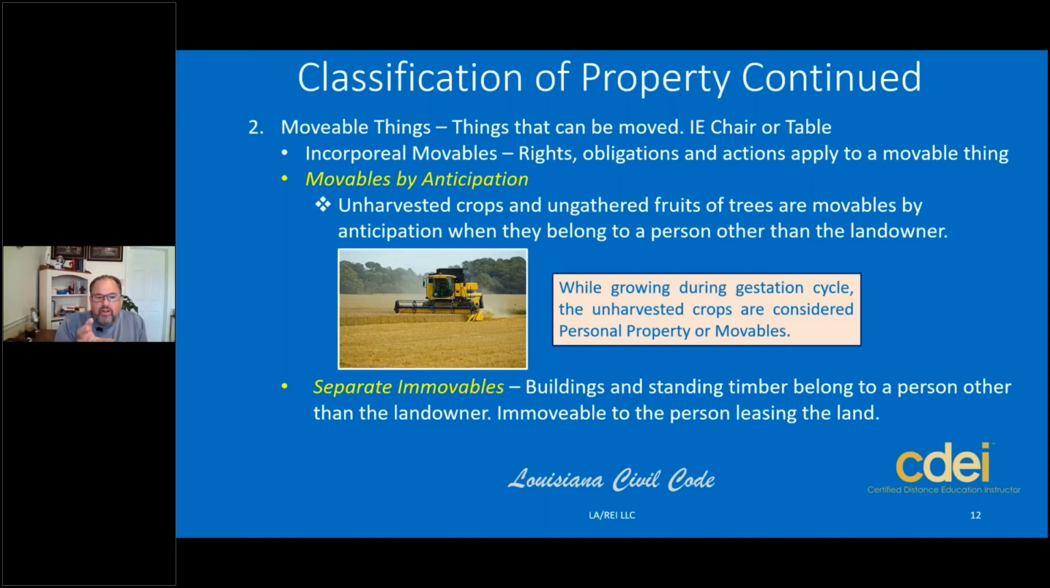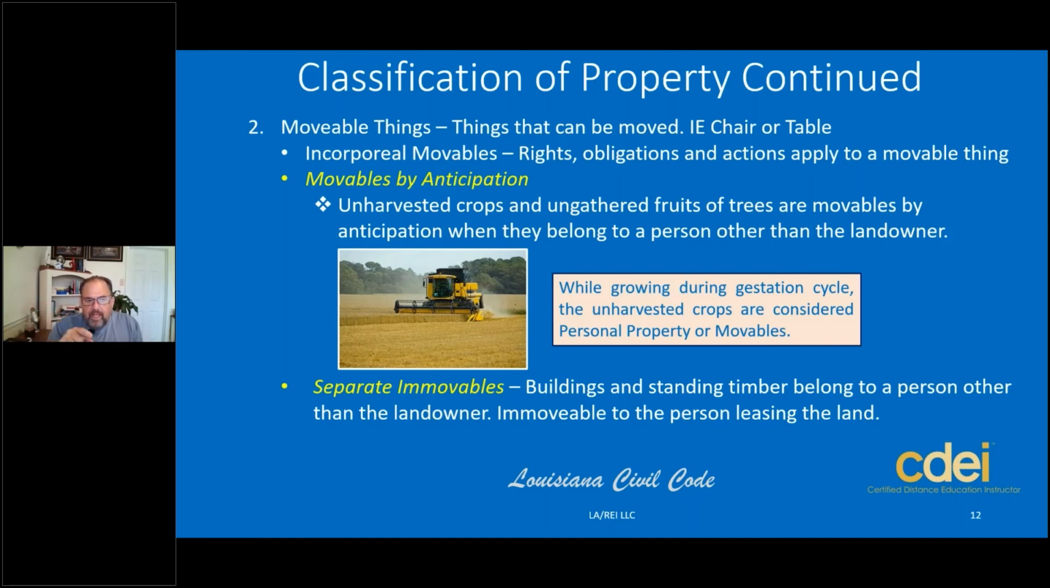Now, moving on to movable things. Remember, we define that as a chair, table, something you can move. Incorporeal movables are rights and obligations and actions towards a movable thing. If you own stock, bonds, any type of investment, that would be an example of an ownership interest in something that you can't see or touch, okay? Like stocks or bonds, investments.